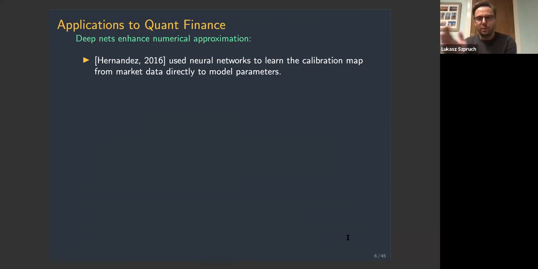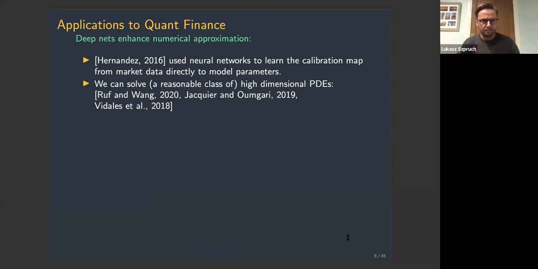So of course, people working on quantitative finance very quickly picked up this idea and said, hey, this works so well in so many applications, let's try to see what we can do with this in finance. So I think one of the first papers was Hernandez 2016, who used a neural network to learn the calibration map from the market data directly to the model parameters. And that seems to work reasonably well.